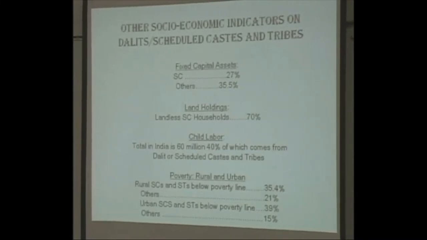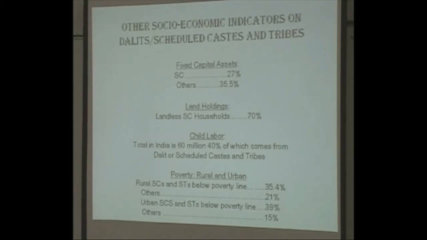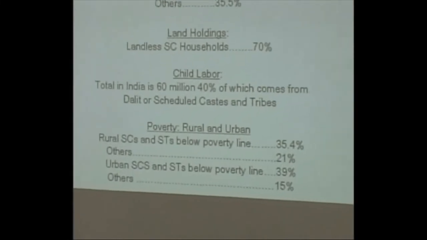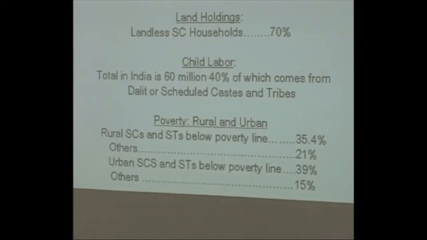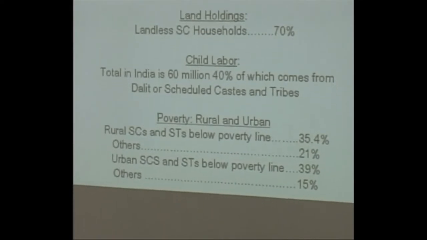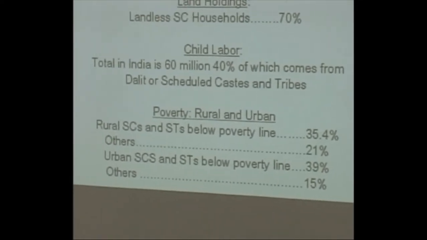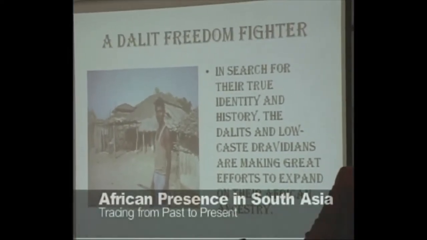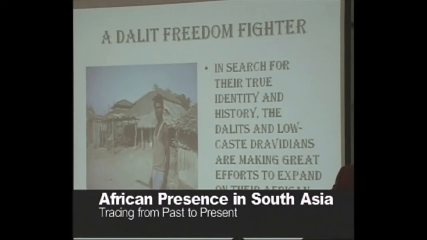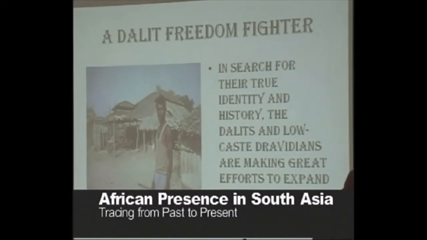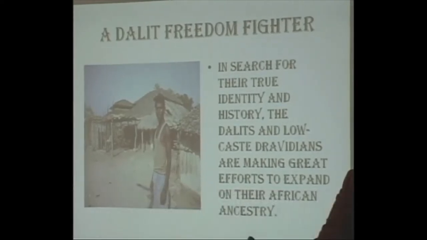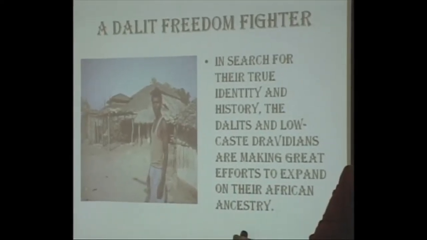Then the poverty levels, the rural scheduled caste and tribe, they are below the poverty line, 35.4%, others 21%, the urban tribes and castes who live in the cities, below poverty line, 29%, others 15%. Okay, this is the point I was trying to make here. The Dalit peoples are being rapidly mobilized by the Dalit Pantha Party today that was founded in 1972 to claim equality with the upper caste in terms of rights and privileges.